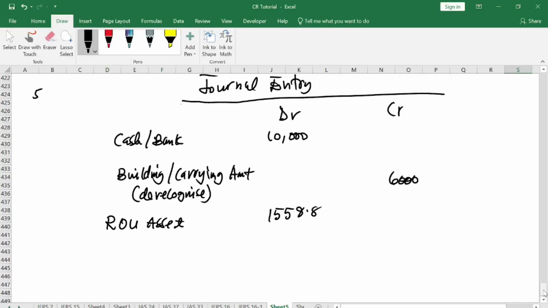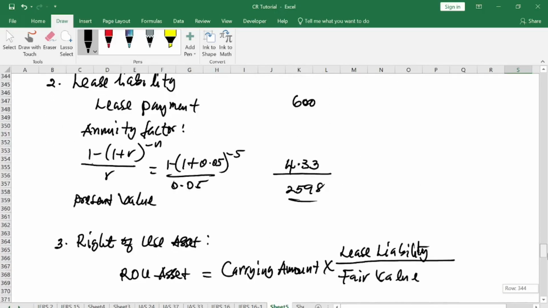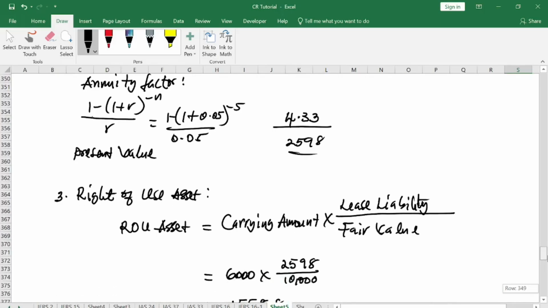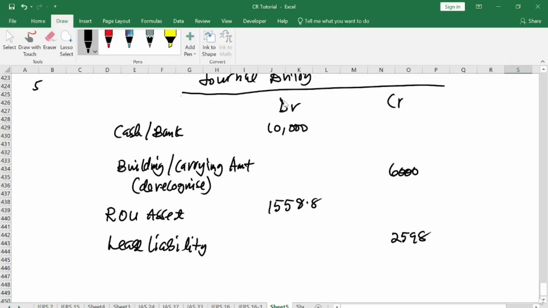Now, once you have a right of use asset, you have a lease liability. A lease liability is a liability that you are going to pay over the period. What is our lease liability? It is 2598. That one is a credit balance, because it is a liability that you have to pay over the period. The difference between the debit side and the credit side will give us the gain on sale or loss on sale.